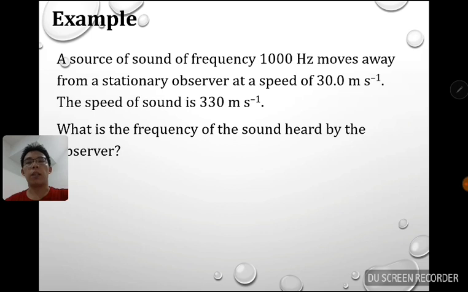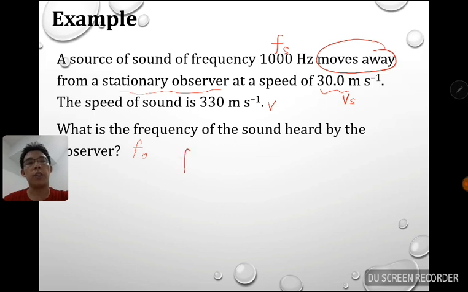Okay, now let's look at one example here. A source of sound of 1000 hertz. So basically this is the original frequency or the source frequency. You have to label them correctly. It moves away from a stationary observer at a speed of 30. So this is the speed of the source. And the speed of sound is this. So this is the V of the sound. What is the frequency of the sound heard by the observer? So they're asking us for the observed frequency. Okay, observed frequency. So the other thing is we need to know it moves away.